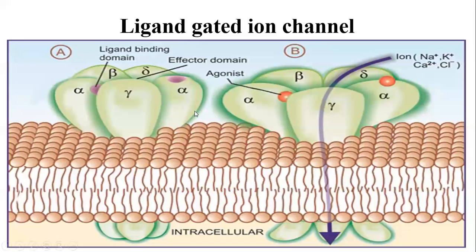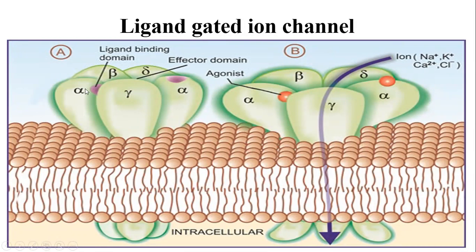So what is the structure of the ligand gated ion channel? The diameter of this molecule is 8 nanometers, and it has a rosette like pentameric structure. Why? Because it consists of 5 subunits, pentameric subunits: 2 alpha subunits, 1 beta, gamma, and delta. So there are 5 subunits, and the molecular size is 8 nanometers in diameter.